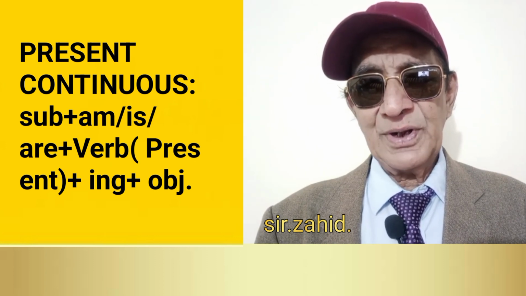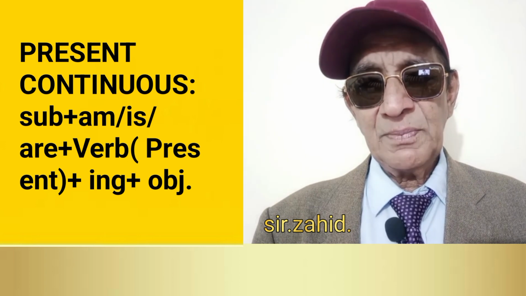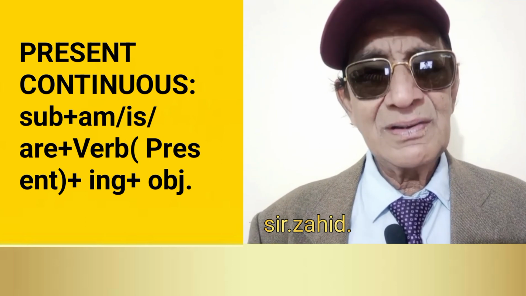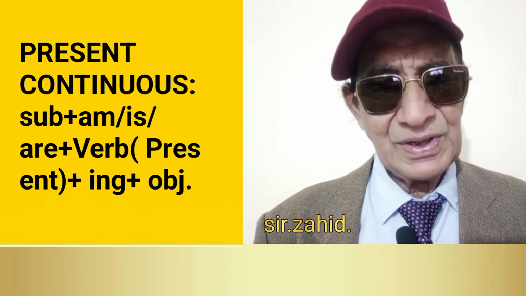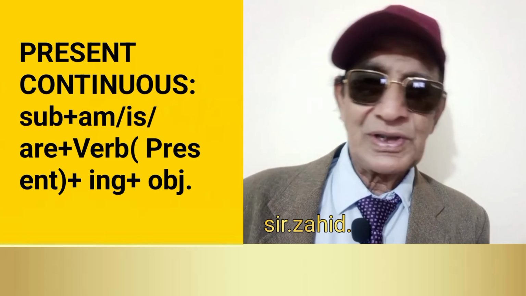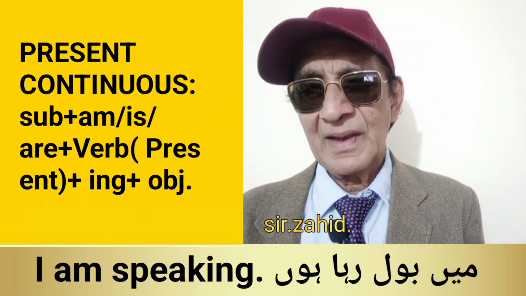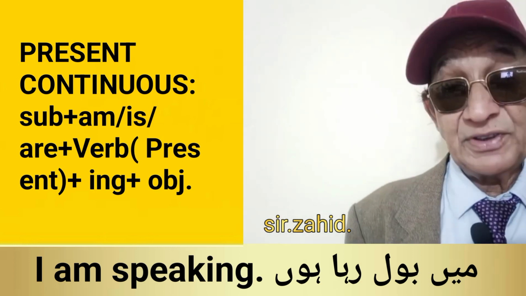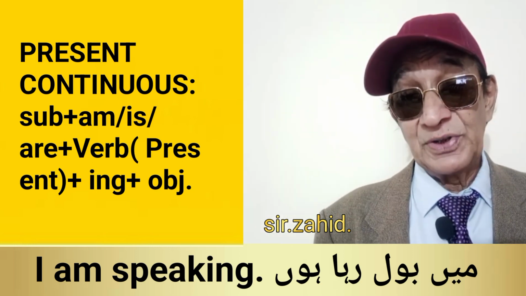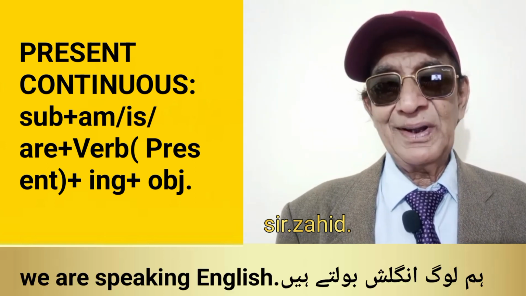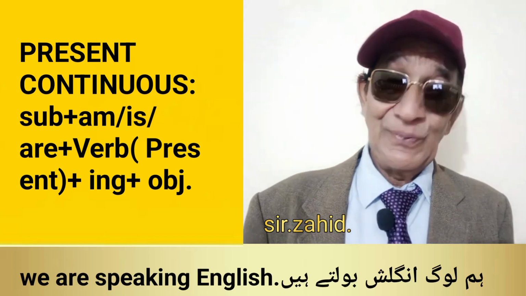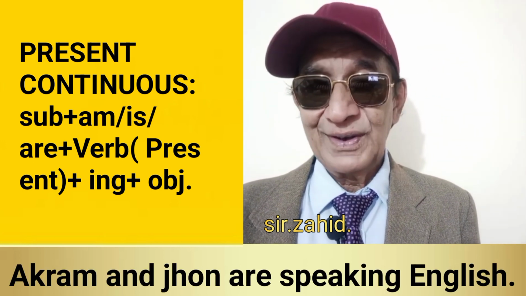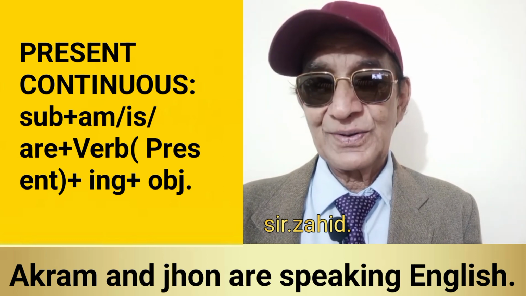With a singular subject, the helping verb is is used. What are the helping verbs used in this tense? The helping verbs am, is, and are are used in this tense. Am with I: I am speaking. And with the singular, the helping verb is is used. With the plural number, are is used. We are speaking English. Akram and John are speaking English.